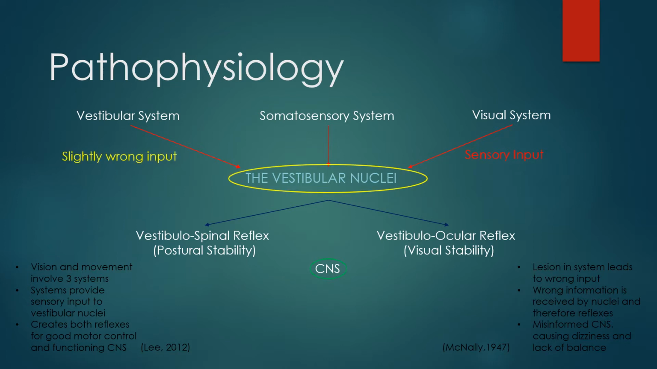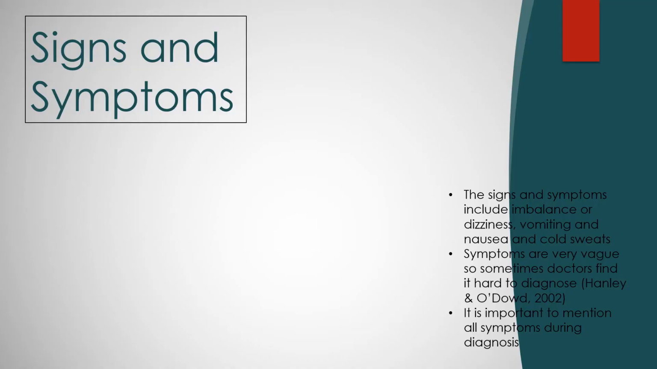However, a lesion in the system can lead to the wrong input into the vestibular nuclei. Wrong information is received by the nuclei, and therefore there are altered reflexes. Through this, it creates a misinformed central nervous system, which can lead to side effects like lack of balance, dizziness, and vertigo itself.